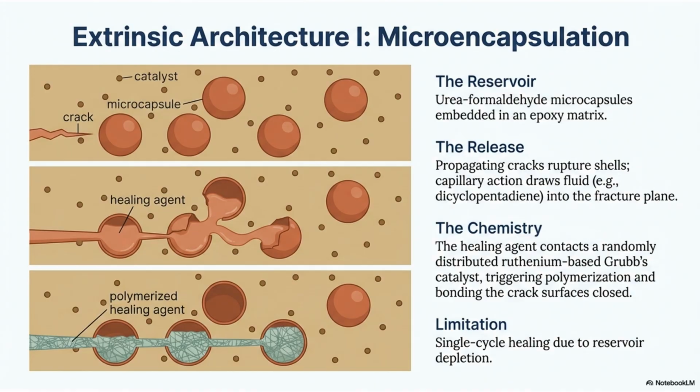The self-healing taxonomy classifies materials as autonomic or non-autonomic. Autonomic systems are triggered solely by damage, while non-autonomic systems require external triggers like heat or light. Autonomic systems are further divided into extrinsic and intrinsic types.